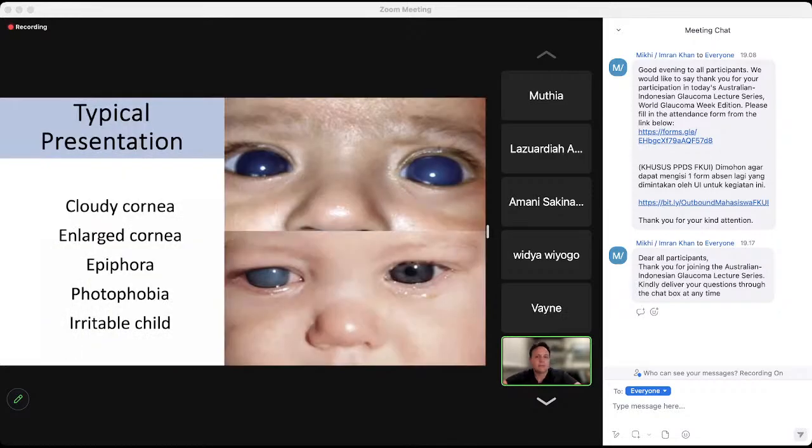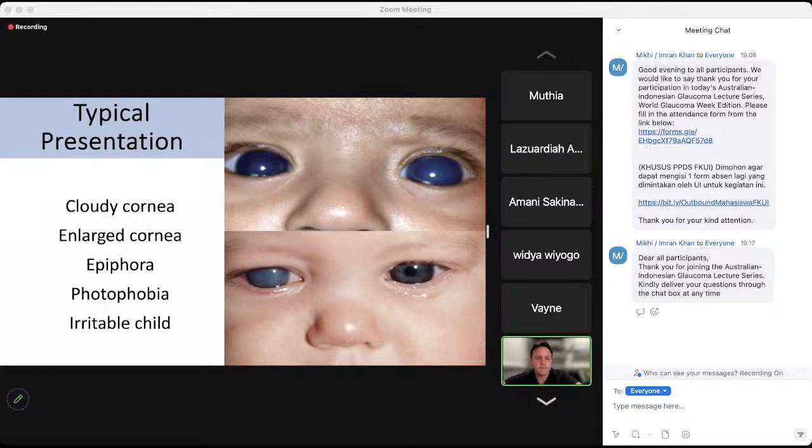So as Amani correctly pointed out, there's a typical triad of symptoms that children present with in classic congenital glaucoma, and that's the cloudy cornea, with an enlarged eye and a watery eye. Children may also be a bit photophobic and irritable.